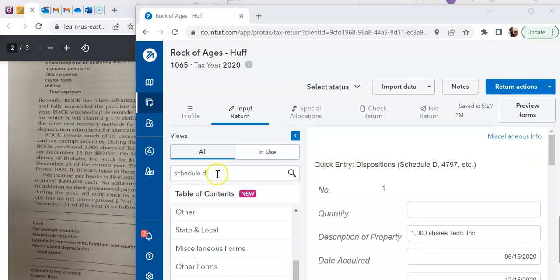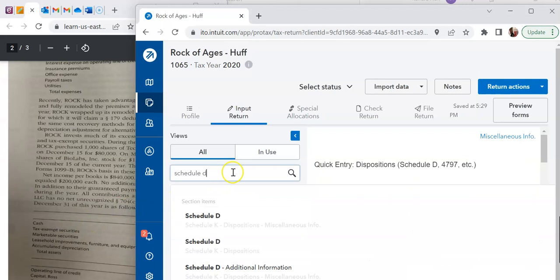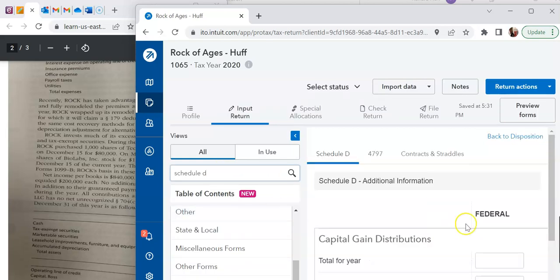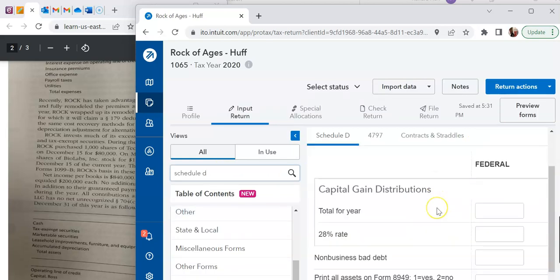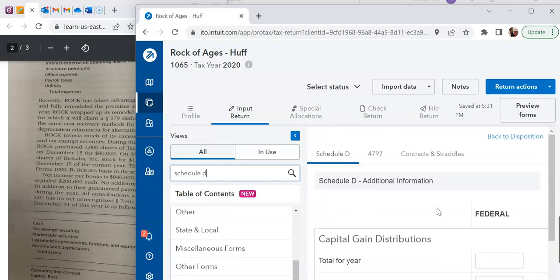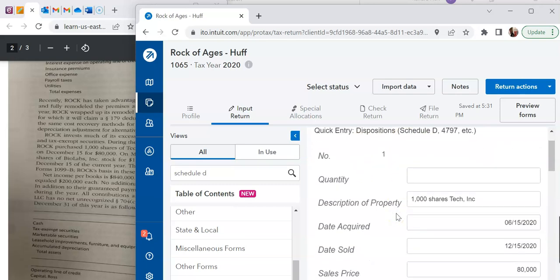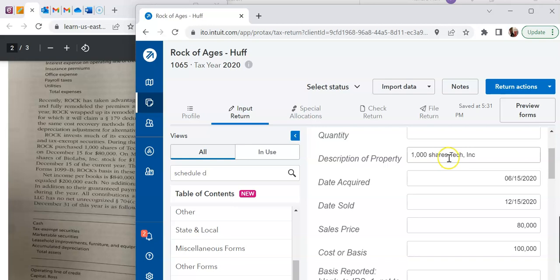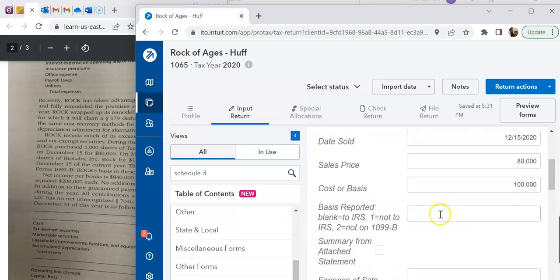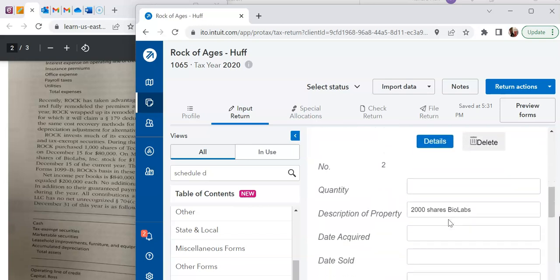Okay, I'm doing the gains and whatnot. So what I did is I came up here to the search bar and I typed in Schedule D. And then I went to Schedule D, just this first one, and it popped up with this, which is not really where I wanted to go. But I did this back to disposition. And then that takes me to where I can put what I sold. So I put in 1,000 shares of tech, date acquired, sold, sell price, cost or basis. And I left this blank because the basis was reported to the IRS. And then I just kept on going down.